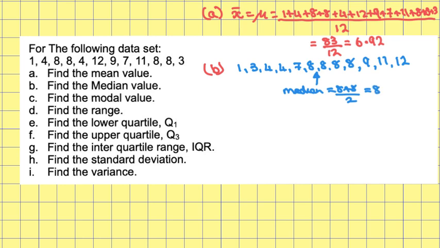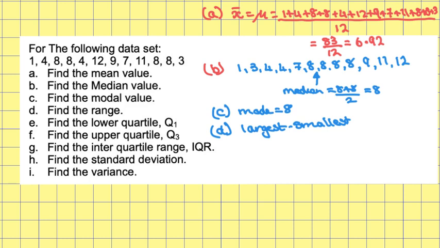Part C, the mode. Well, the mode is just the most common, and if we look at the data set, the most common is 8, so the mode is equal to 8. Right, the range. Well, the range is just the largest minus the smallest.